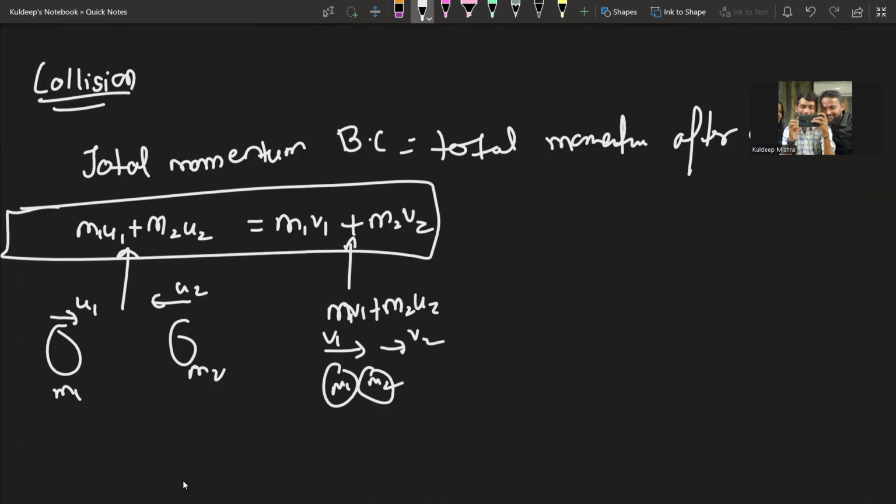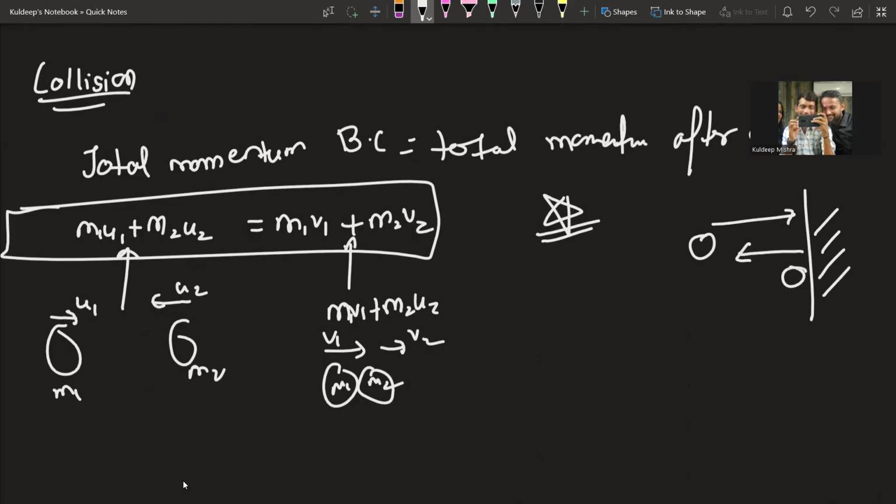Now here you will have to remember a few things. Let us say there is a wall, and a ball hits it and its velocity changes. Let us say it came with 3 meters per second and they say it's an elastic collision. So it will go back with 3 meters per second, but you take this direction as negative. This is very, very important.